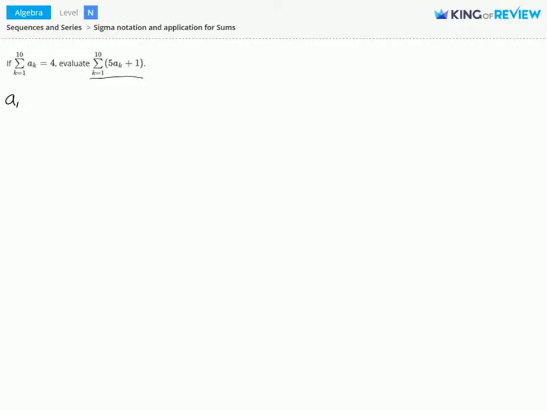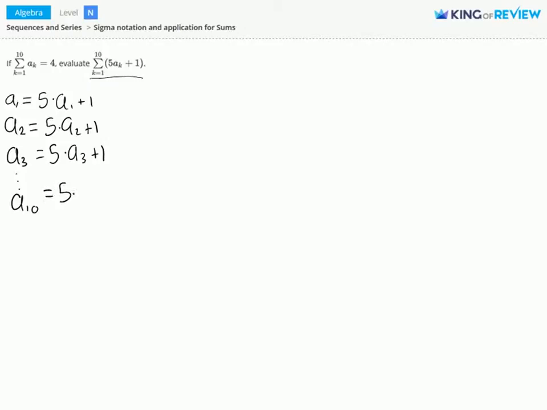If we have our first term, a1, this is equal to 5 times a1 plus 1. a2, which is our second term, is equal to 5 times a2 plus 1. Our third term, a3, is equal to 5 times a3 plus 1. And this keeps going, and we finally get to the last term, which is the 10th term, a10, which is equal to 5 times a10 plus 1. Since we're dealing with the sigma notation here, we're looking at the sum of all of these terms.